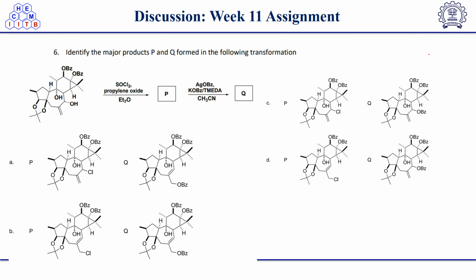Now the next question is, identify the major products P and Q in the following transformation. So this compound upon treatment with SOCl2 and propylene oxide, and in the next step upon treatment with silver benzoate, what will be the corresponding P and Q out of the four options given here?